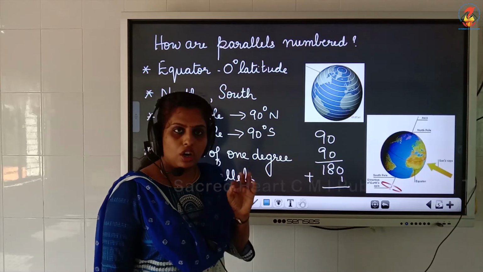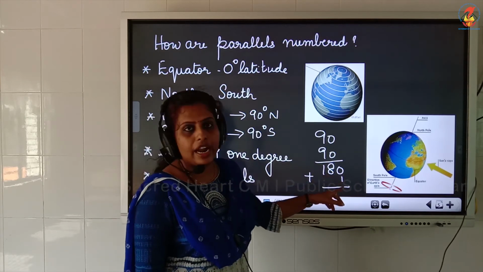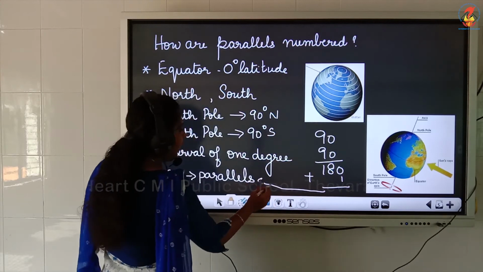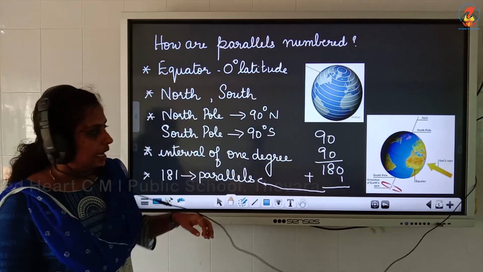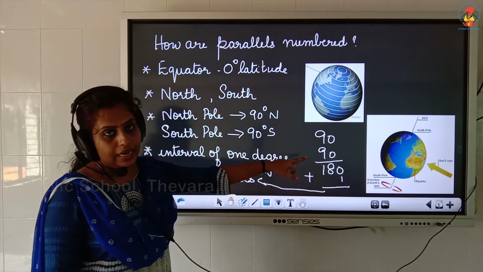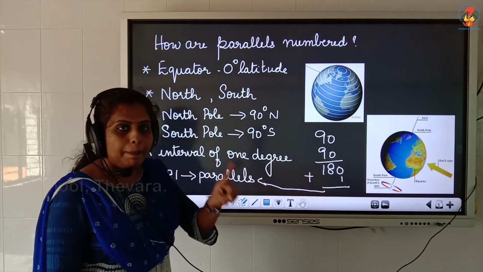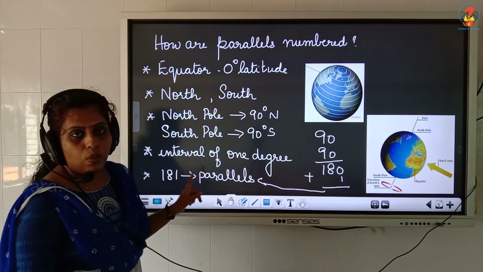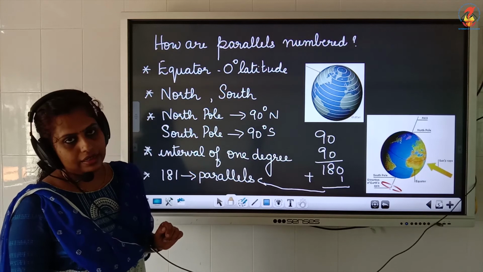Okay, equator is also a parallel, so we are adding on one more. So we got 181 parallels. 90 parallels in the northern hemisphere and 90 parallels in the southern hemisphere plus 1, the equator. So we got the total of 181 parallels.